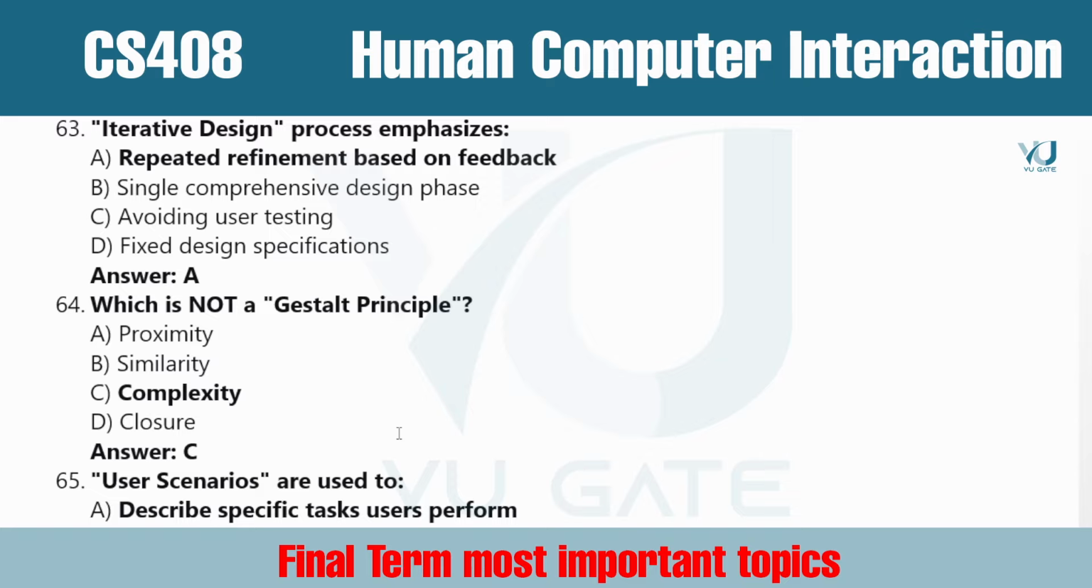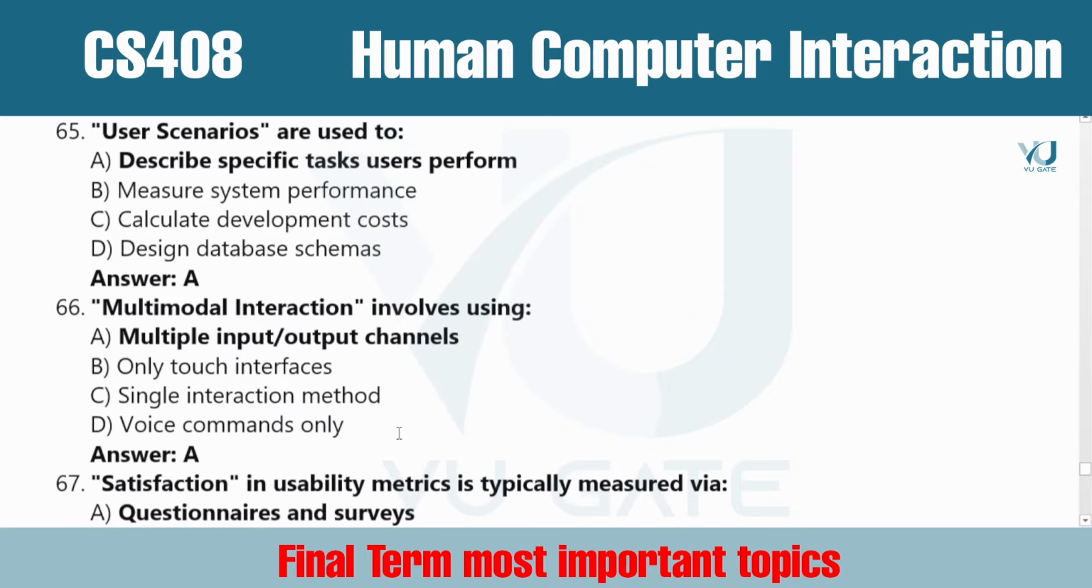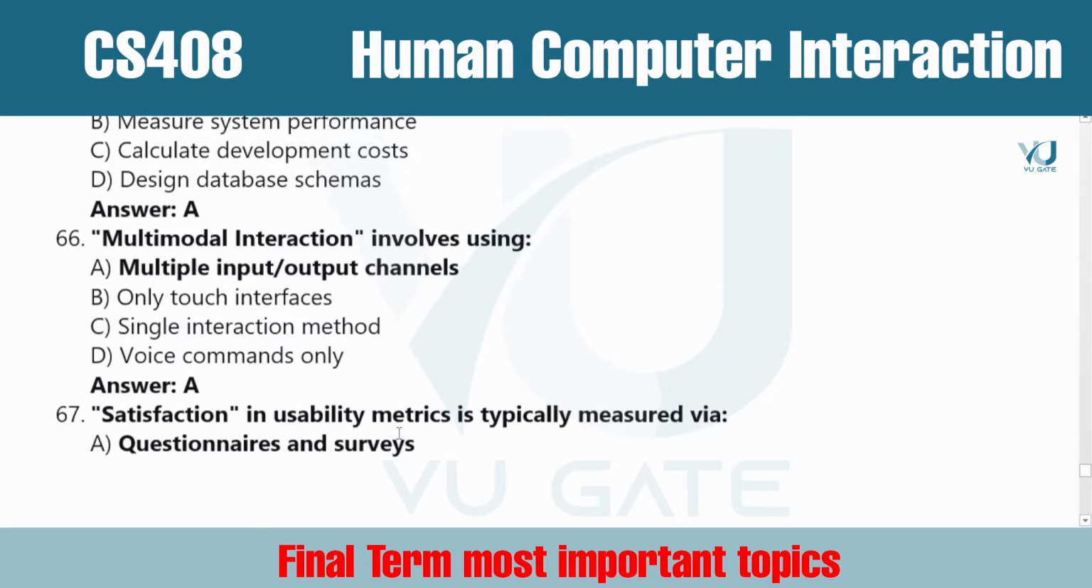Question 64. Which is not a Gestalt principle? The correct answer is option C, complexity. Question 65. User scenarios are used to? The correct answer is option A, describe specific tasks users perform.